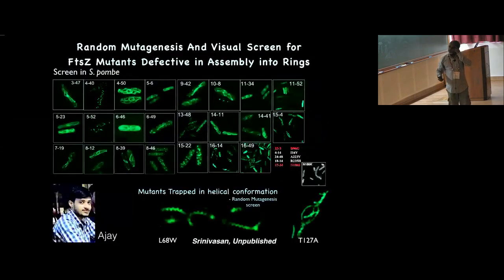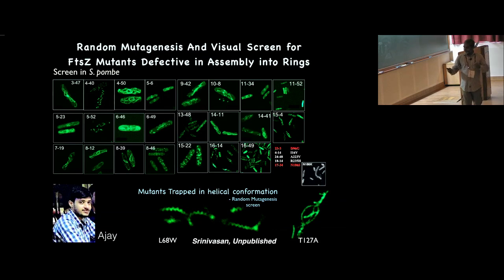So what we did is took this yeast system to identify mutants that do not assemble into rings, because this was easy to do in yeast and I would not have been able to do it in bacteria, because any mutants that don't assemble into rings, I will not get back those bacteria anyway. So we found several mutants, and two of the mutants were interesting, which is what Ajay, my PhD student, is working on. Two of those mutants are L68 and T127. They form these nice helix-like structures.